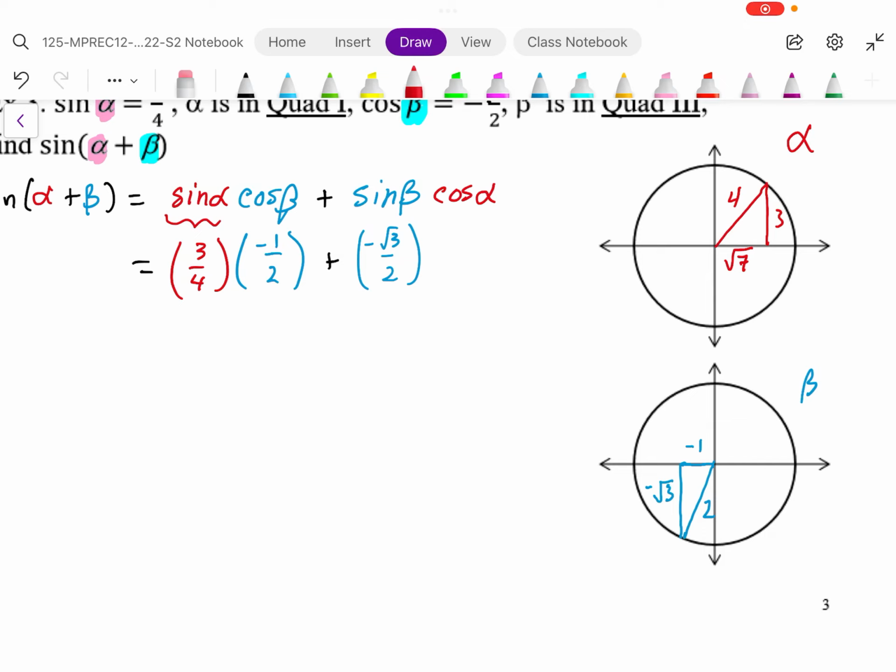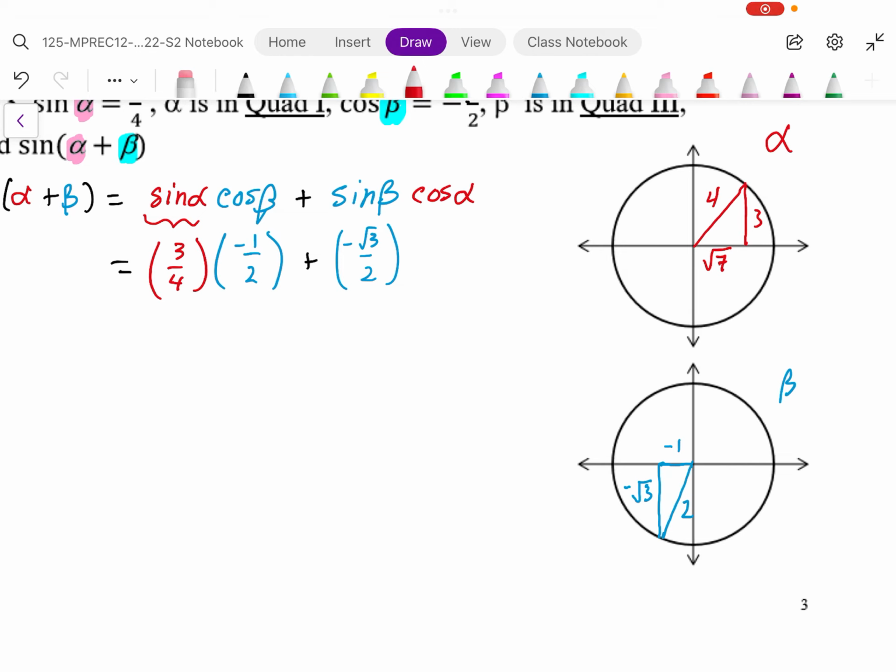And then lastly, cosine alpha, I go to my alpha picture. I'm looking for the cosine, so horizontal is root 7. The radius is 2. I can now simplify this. I end up with -3 over 8 plus, actually it's going to be minus root 21 over 8. What usually happens is we end up with a common denominator by the nature of the formula, and we end up with -3 minus root 21 over 8. And there's my exact value.